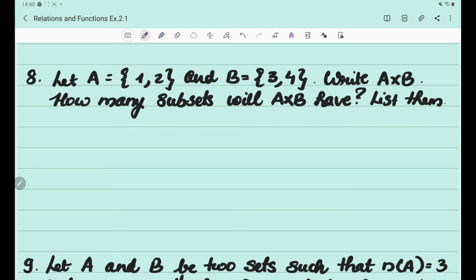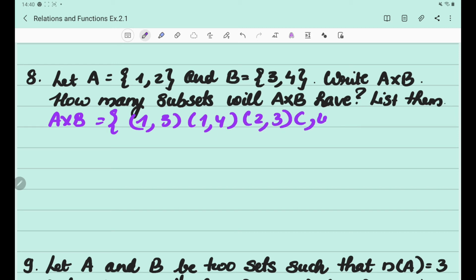If A is equal to {1, 2} and B is equal to {3, 4}, write A cross B. How many subsets will A cross B have? List them. Let's do the first part of the question, to find the Cartesian product of A and B, that is A cross B. So let's find out what it is. (1,3), (1,4), again (2,3), (2,4). So these are the elements of the Cartesian product A cross B, right?